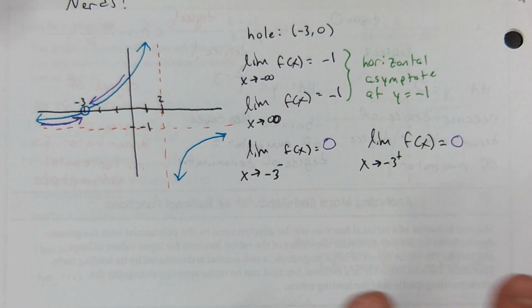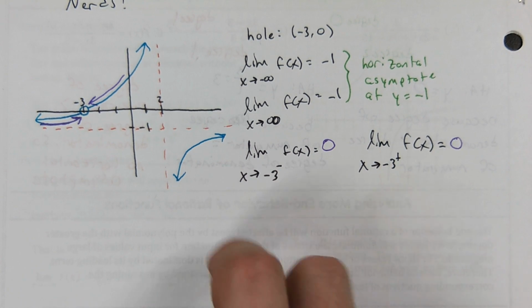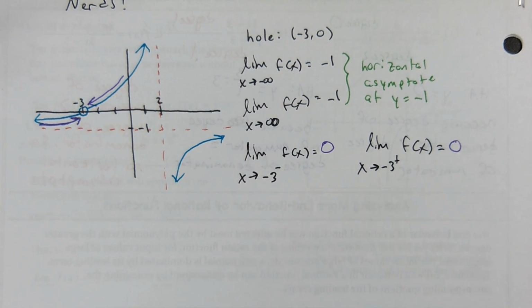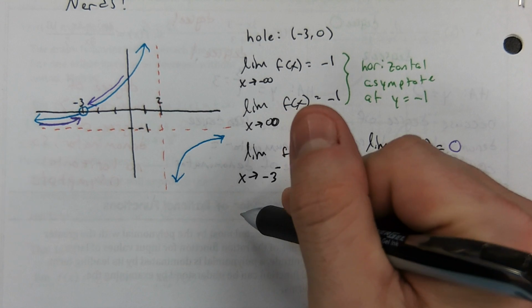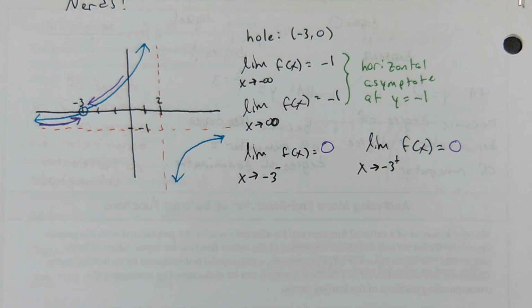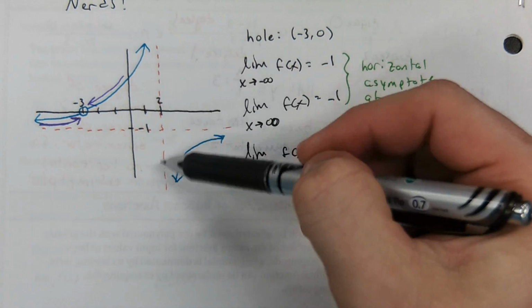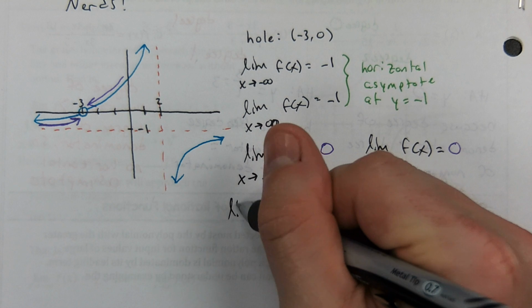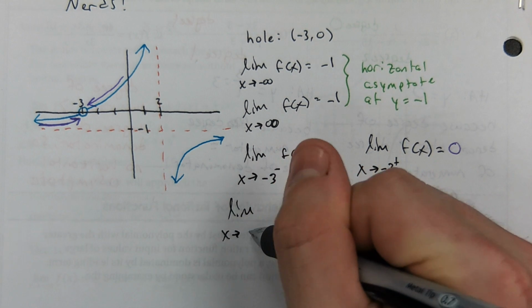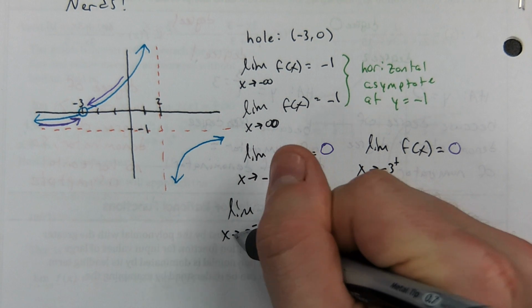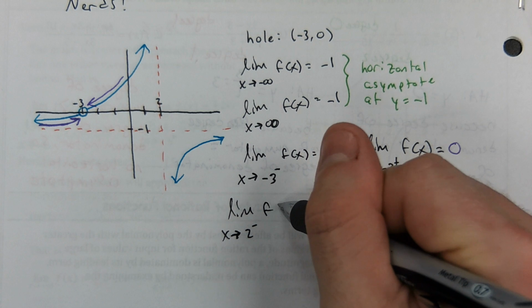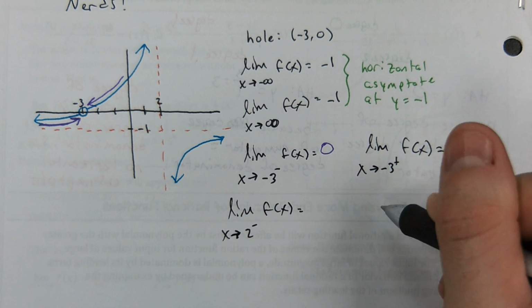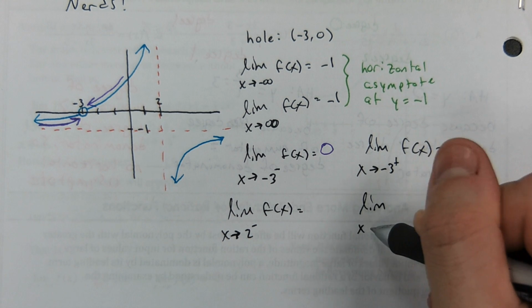We can also have this whole left-right behavior around x equals 2. Oh, I forgot to write the domain. Well, I'll go ahead and do that after we do this. So you could be on the left of x equals 2, or you could be on the right of x equals 2.